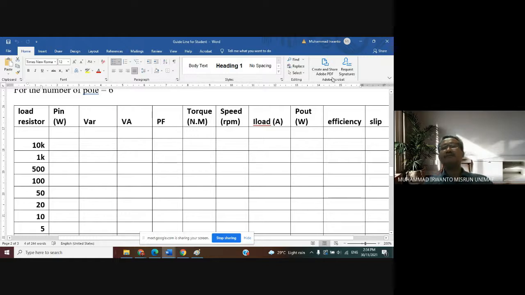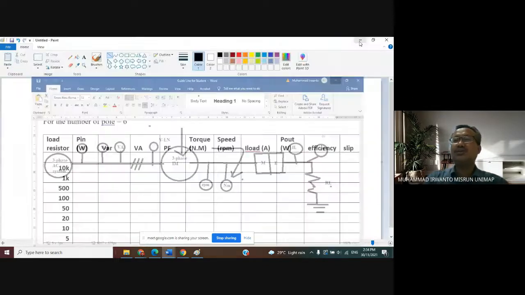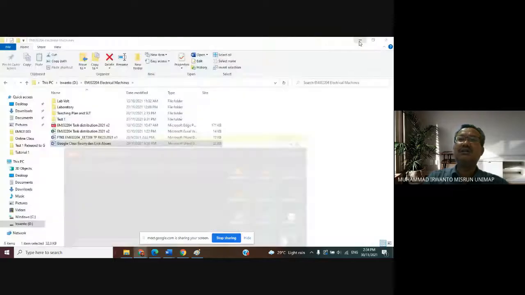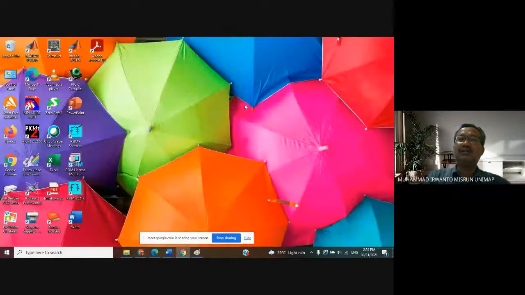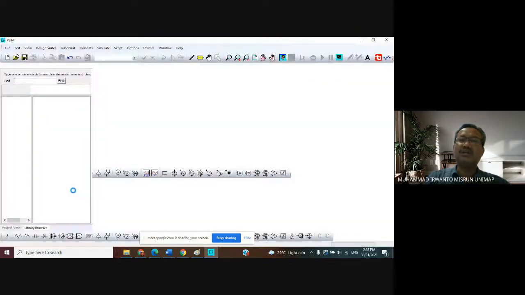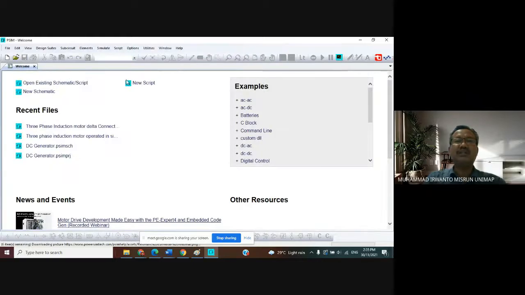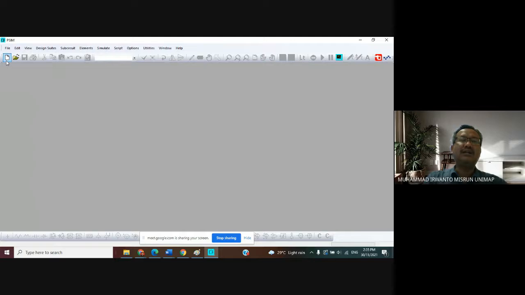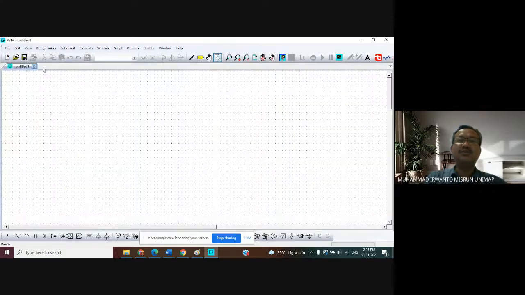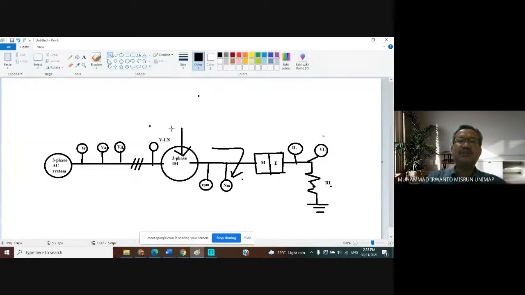Okay, I want to show the creation of the induction motor using PSIM. I close here, and then I click menu bar new. We obtain a blank sheet like that. Now the first is the 3-phase induction motor, squirrel cage. This one is squirrel cage.